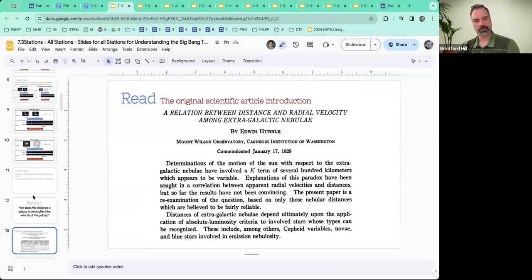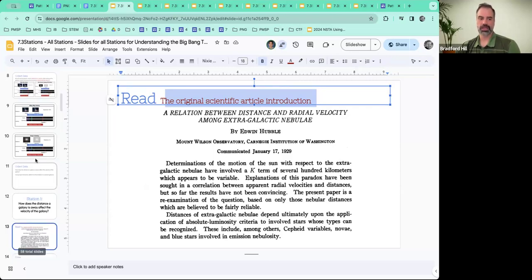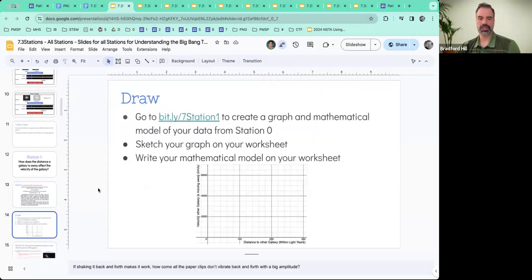And a nice little piece of this is they plot it, they find the relationship, and then we have them read just an excerpt from the original article. It's actually one of the more readable articles by Hubble. So just a great piece. And that's the broad stroke. You kind of get the idea that they go and graph this and find Hubble's law.